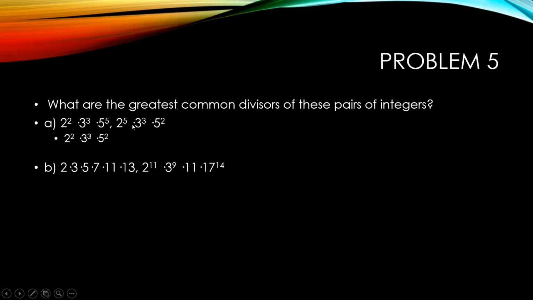Okay, so letter B: 2, 3, 5, 7, 11, 13 for the first number. The second number is 2 raised to 11, 3 raised to 9 times 11 times 17 raised to 14. How many prime numbers are factors between these two? We have 1, 2, 3, 4, 5, 6, and 7: 2, 3, 5, 7, 11, 13, and 17. So let's consider all those prime numbers.